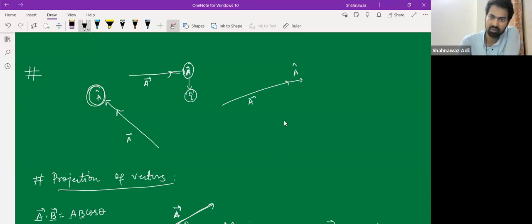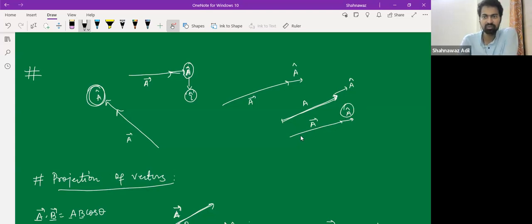So I have this vector A. This part represents the magnitude and this part represents the direction. So this is the A hat part and this is the A part, so it gives me this A vector. The direction of A vector is represented by this A hat. Is this clear now?